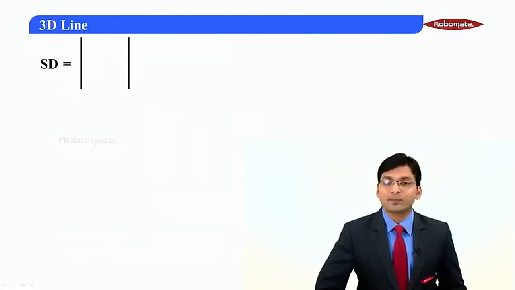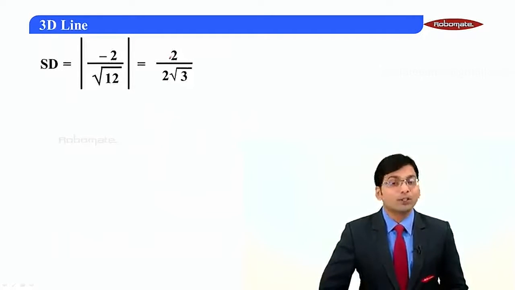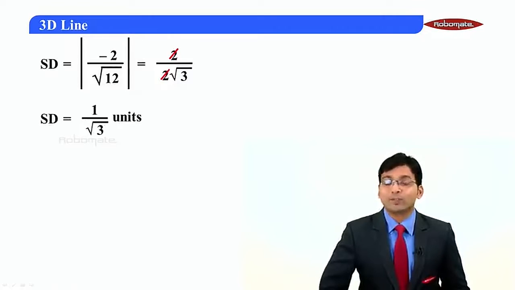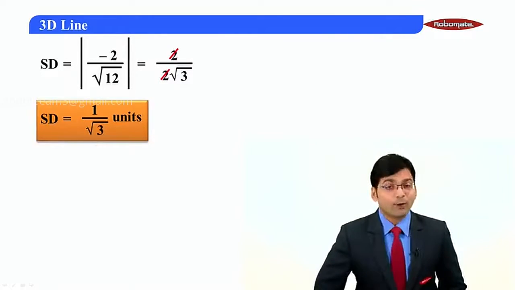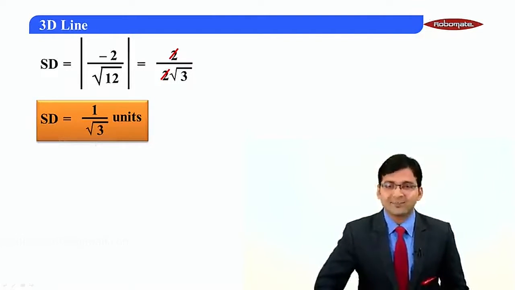Shortest distance becomes mod of minus 2 upon square root of 12. That is nothing but 2 upon 2 root 3. When we cancel out 2, we get shortest distance as 1 upon square root of 3 units. Alright students, so here we saw how to find the shortest distance from vector equations, right?